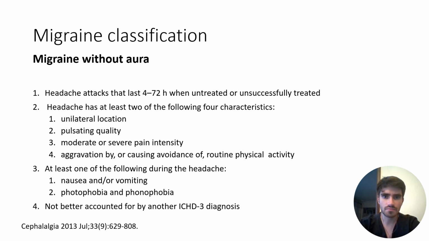For the migraine without aura, patients need to present with headache attacks that last from 4 to 72 hours when untreated or unsuccessfully treated. The headache needs to comply with 2 out of 4 specific characteristics. It could happen in a unilateral location, be of pulsating quality, cause moderate or severe pain, and can be aggravated by or cause avoidance of routine physical activity.